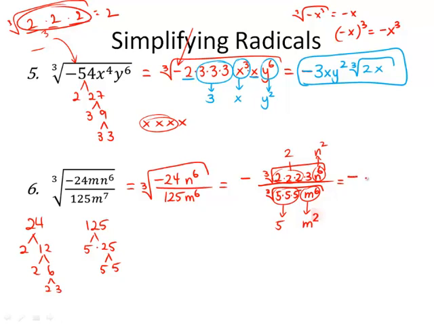So that leaves us with negative 2n squared cube root of 3 over 5m squared. Nothing simplifies there, and we have no radicals in the denominator and no fractions in the radical. So we're good. Eventually you will see what to do when there is a radical left in the denominator, but that will be found in a further lesson.